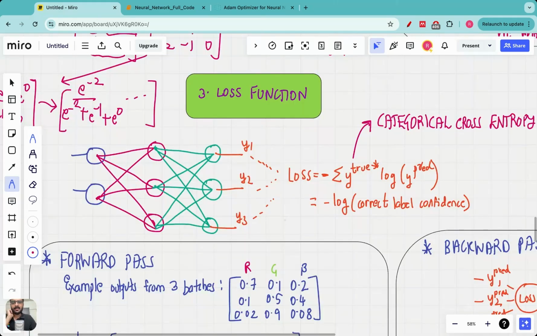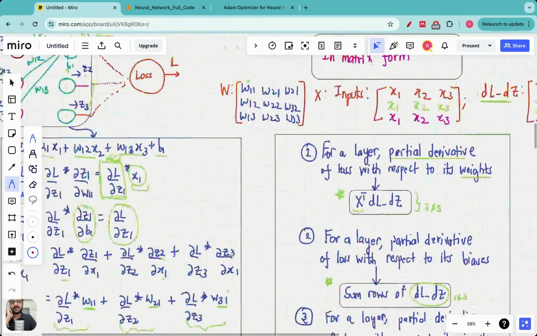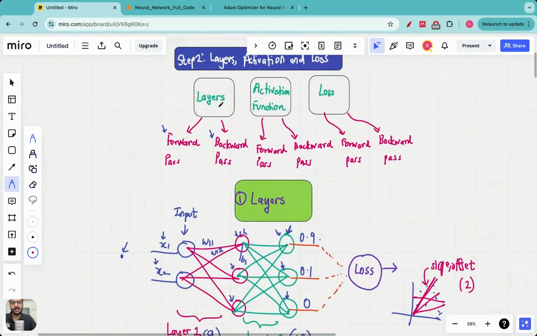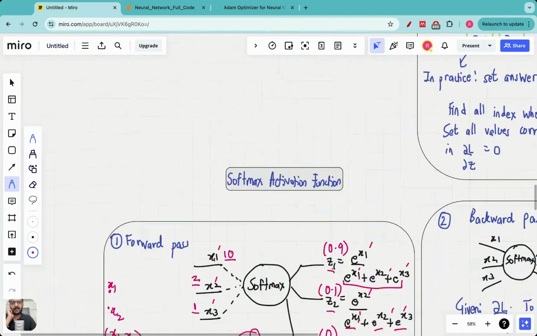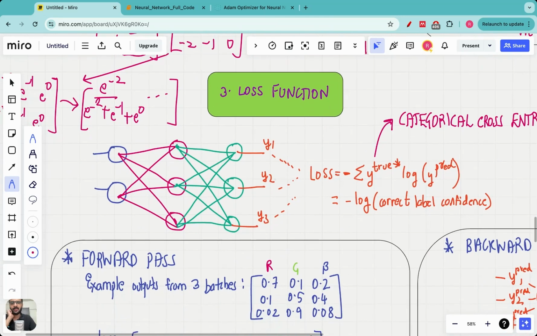Now, let's look at the third step. We have finished the first two aspects of the second step, which are the layers and the activation function. And now we are ready to look at the final aspect of the second step, which is looking at the loss function.